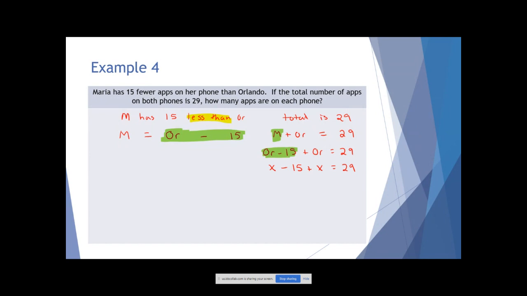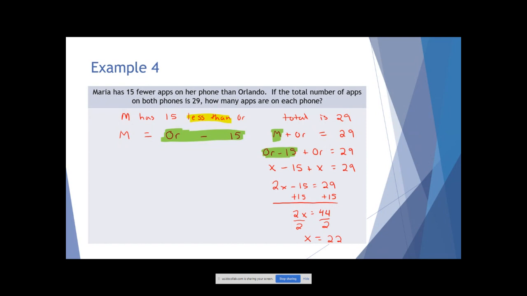Okay. Now I'm going to add like terms and go ahead and solve for X. So X plus X is 2X, so I have 2X minus 15 equals 29. So I add 15 to both sides. And I get 2X equals 44. And then I divide both sides by 2. X is equal to 22.